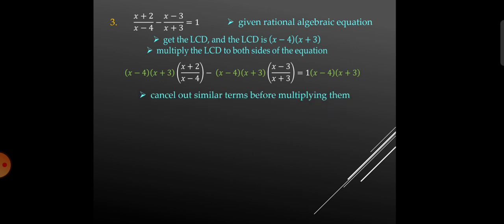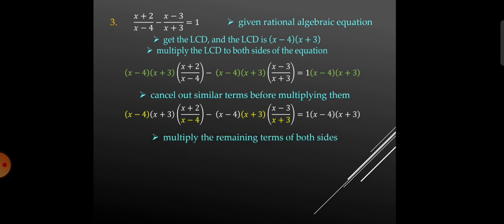Cancel out similar terms before multiplying them. So, what can be cancelled in the fractions? The ones in yellow, the two x minus 4. In the second fraction, the two x plus 3 can be cancelled, equals 1 times the LCD x minus 4, x plus 3. So, the ones in yellow can be removed, no? Cancel out. So, multiply the remaining terms of both sides.